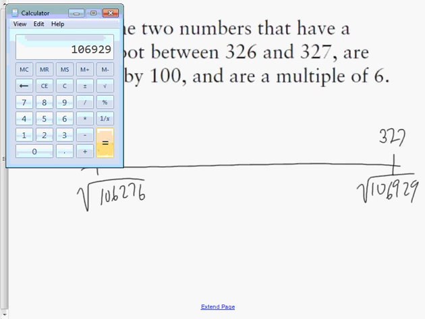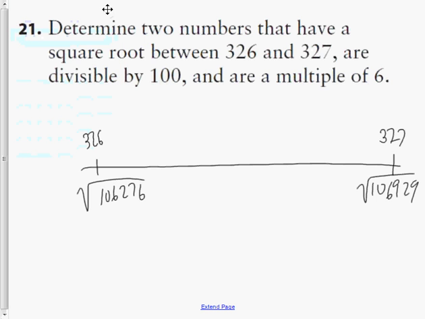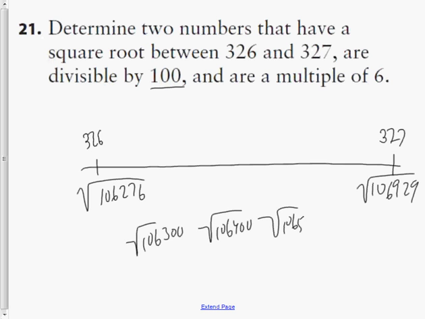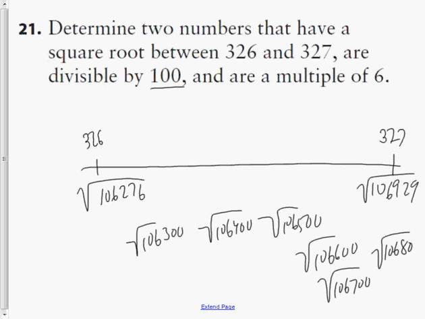Okay, so the first thing is I got my number line, but it also has to be divisible by 100, which means the last two digits have to be 0. So between those ones, the only numbers that fit between those square roots are the square roots of 106,300, 106,400, 106,500, 106,600, 106,700, and there's two more, 106,800, and 106,900. And it has to be a multiple of 6.